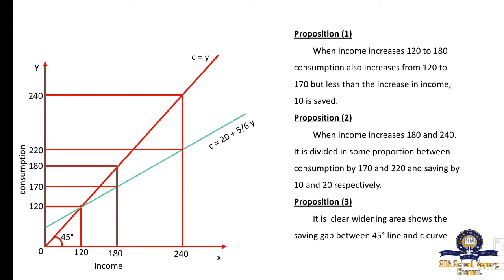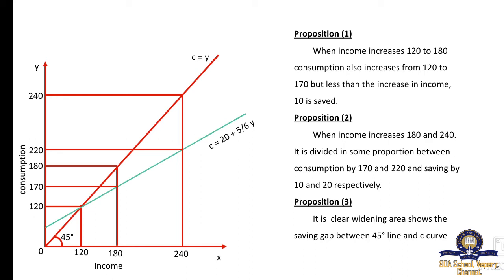Now we will see the diagrammatical explanation. Look at the diagram. Income is measured on the x-axis and consumption on the y-axis. And there is a 45-degree line showing consumption equal to income. 180 is the income, 180 is the consumption. So it's a linear consumption curve. I have told this already. When income and consumption are equal, it's said to be linear. So the 45-degree line divides the income and the consumption.